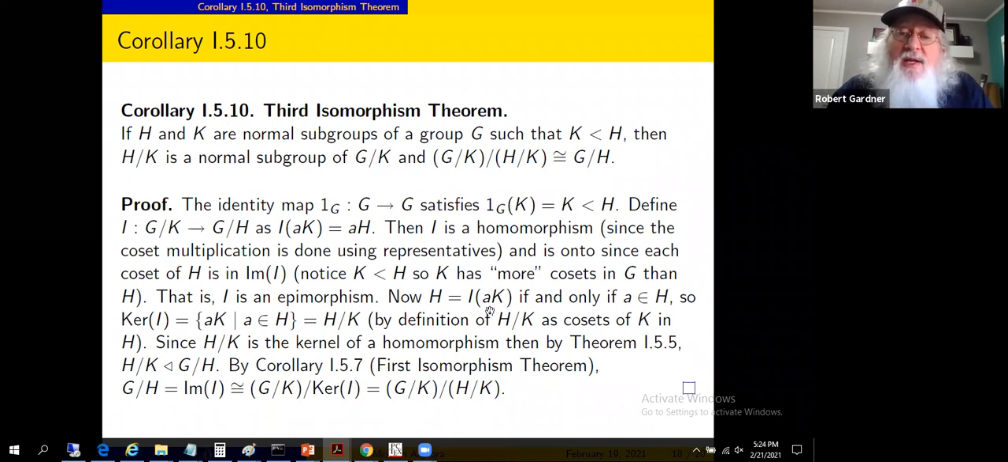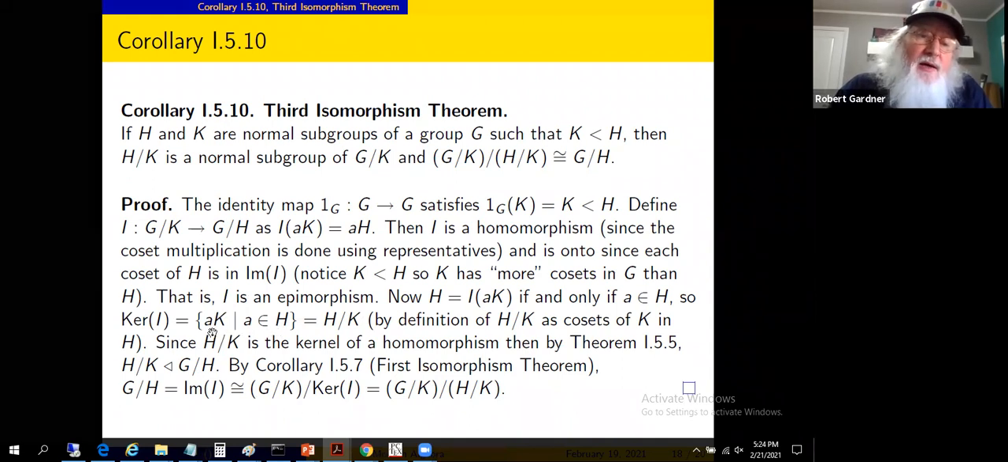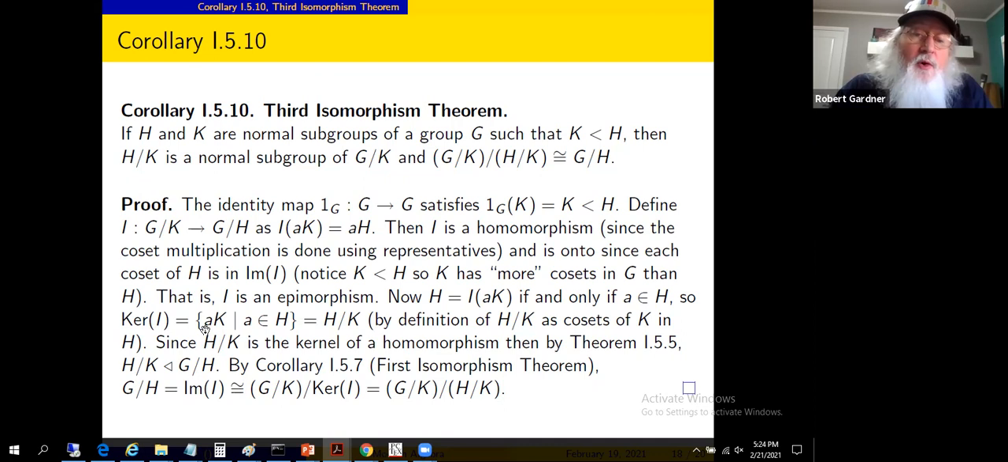So we get something in the kernel of I if and only if we're choosing these A's from H. And I takes in left cosets of this form. So the kernel is represented by this set, where we let A range over H, and we take left cosets of K of the form AK, where A is an element of H. So we're getting all left cosets of K in H. All left cosets of K in H, those are the elements of the quotient group H mod K. So the kernel of I is H mod K.